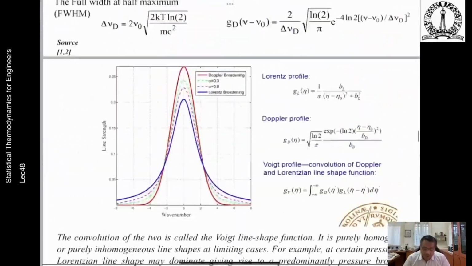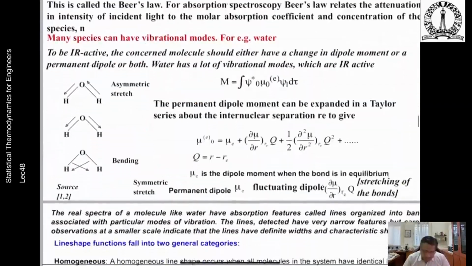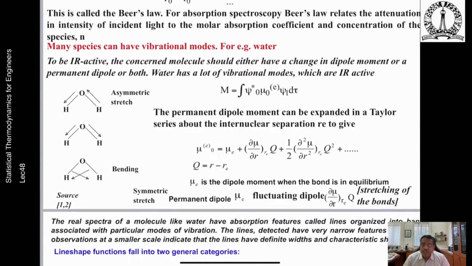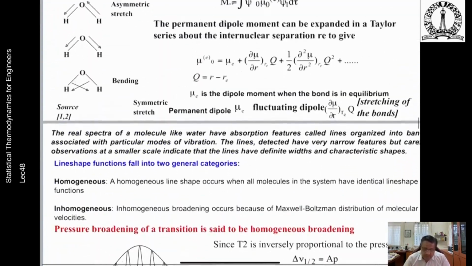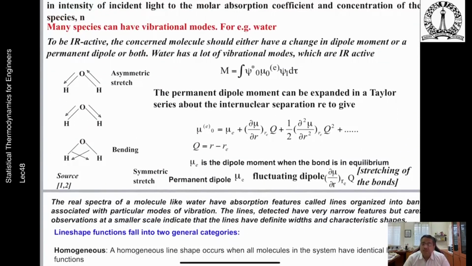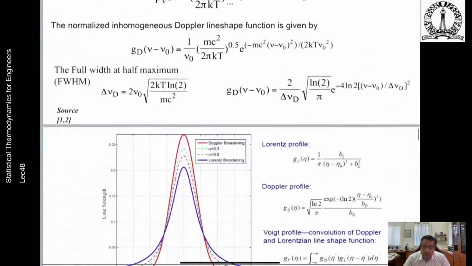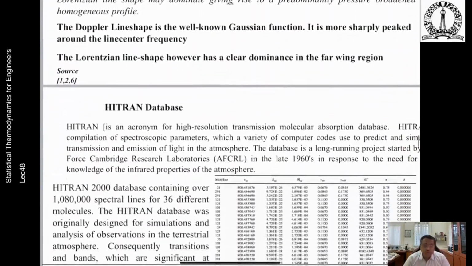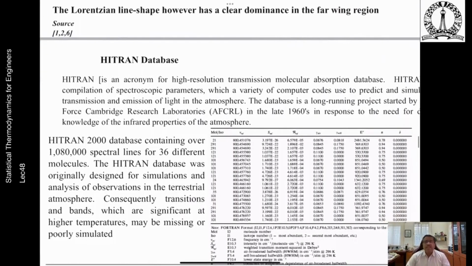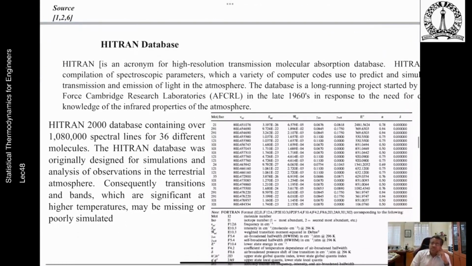And it can be done for water, as we saw, there are various molecular species which have vibrational modes, and water is one of them, which has a permanent and a fluctuating dipole. And that is what leads to the large number of IR active bands. So IR spectroscopy is regularly used for water. In this case, we use something called the HITRAN database. So the HITRAN database is a compilation of spectroscopic parameters, right?